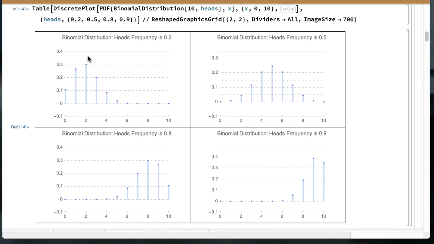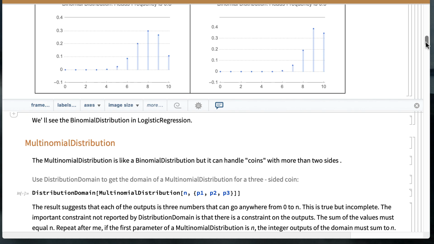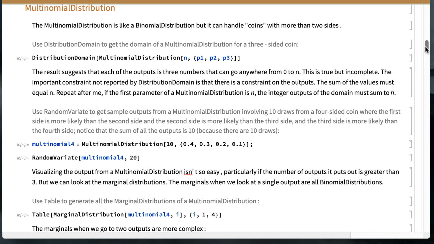When the heads frequency is low, you're probably going to get 2 heads. You might get 1, you might get 3. Very unlikely you're going to get 6. When the heads frequency is 0.5, you're most likely to get a result of 5, could get a result of 7, could get a result of 3. But you can see what the probabilities are. And finally, we can jump down here. If the heads frequency is 0.9, you're most likely to get 9 heads. You could conceivably get 6. Getting 2 heads, you'd have to really worry about what kind of coin this is. All right, so again, we'll see the binomial distribution and logistic regression.